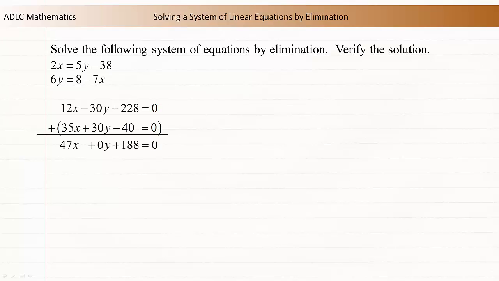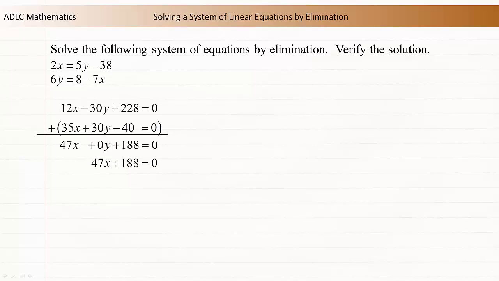12x plus 35x is equal to 47x. Negative 30y plus 30y is equal to 0y. 228 plus a negative 40 is equal to 188. 0 plus 0 is equal to 0. This simplifies to 47x plus 188 is equal to 0. Notice that we've eliminated y from the equation.